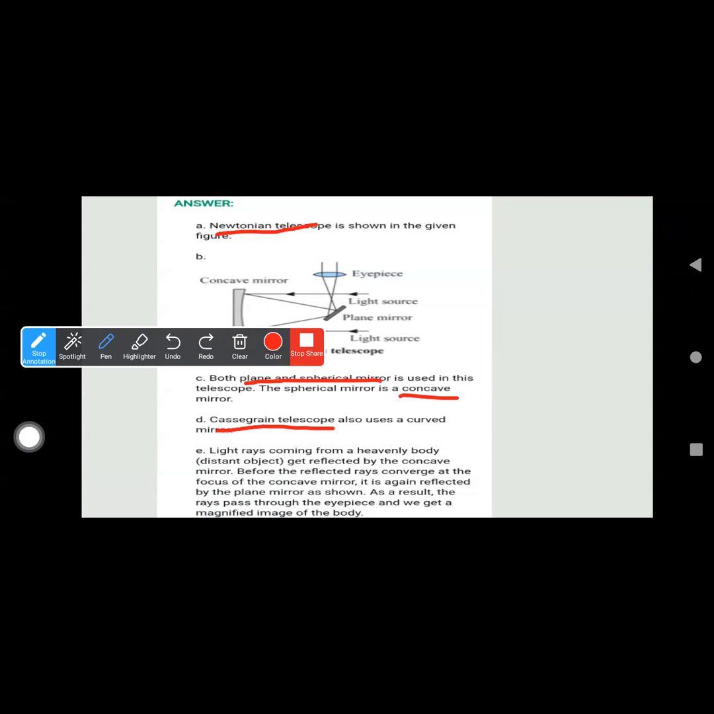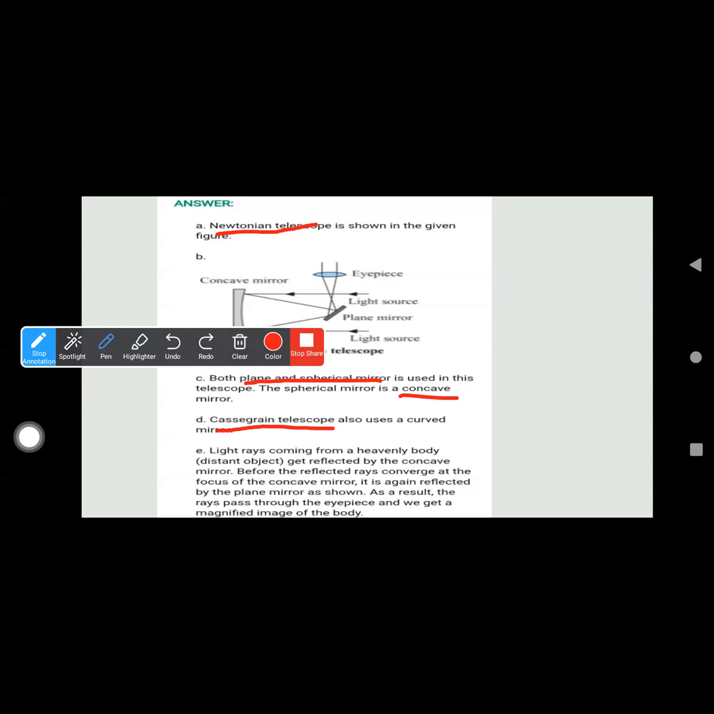So you need to explain light rays coming from the heavenly bodies, that is distant objects, get reflected by the concave mirror. Before the reflected rays converge at the focus of the concave mirror, they are again reflected by the plane mirror as shown. As a result, the rays pass through the eyepiece and we get a magnified image of the body. So question number 4 and question number 5 have similar answers.